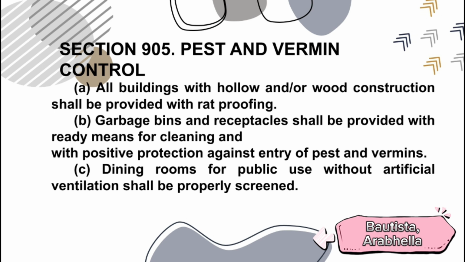B. Garbage bins and receptacles shall be provided with ready means for cleaning and with positive protection against entry of pests and vermin. So, dapat yung mga garbage bins and receptacles ay panatilihing malinis at may takip upang hindi pamugaran or pasukan ng mga pests and vermins.